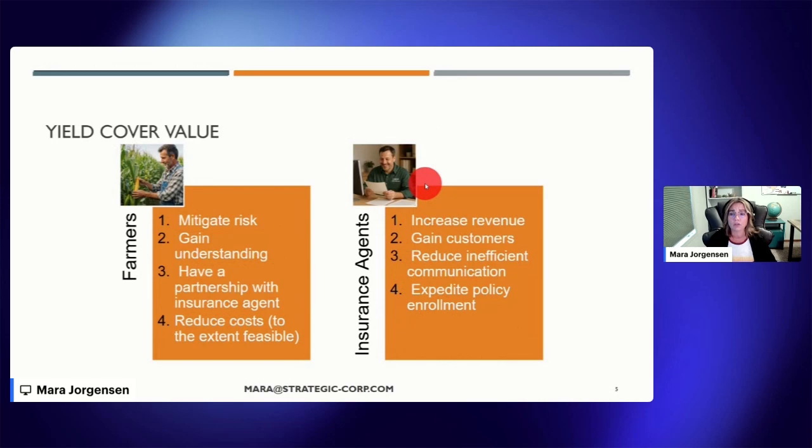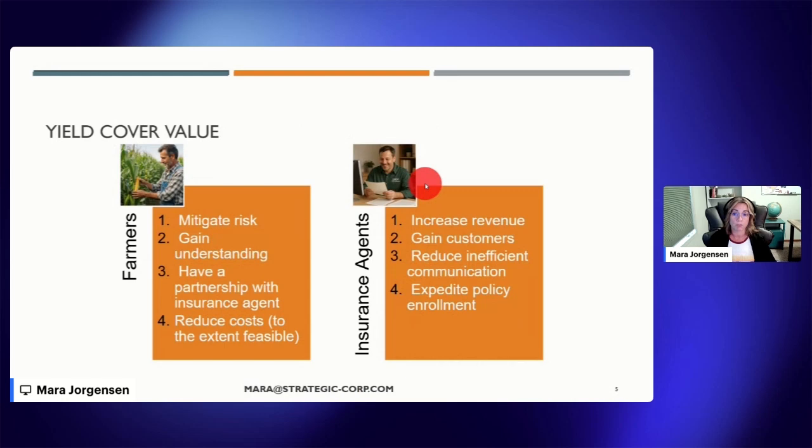So what is the value? The value to the farmers is the better decisions they make around crop insurance, the more it mitigates their risk. So it mitigates their risk of losing money when they purchase crop insurance. The farmers also want to gain an understanding and do this in an automated way that's not a back and forth way of what is their best insurance option for their organization.